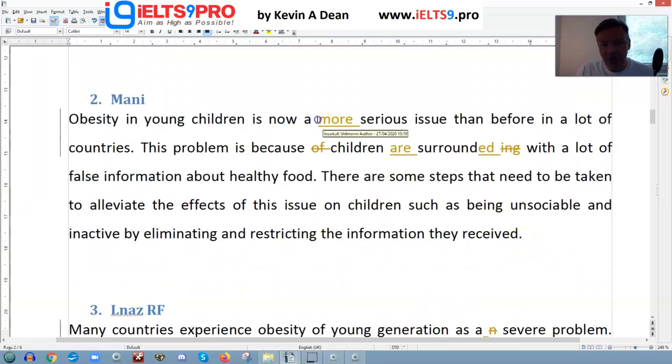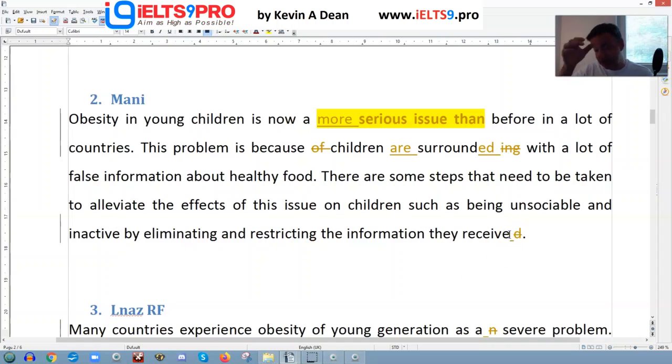Obesity in young children, comparative, more serious issue than. So it's the more than, less than comparative structure, right? Now a more serious, I'll just highlight on that. So more serious issue than before in a lot of countries. This problem is because children are surrounded, so that needs to be changed, with a lot of false information about healthy food or unhealthy food. There are some steps that need to be taken to alleviate the effects of this issue on children, such as being unsociable and inactive, by eliminating and restricting the information they receive.